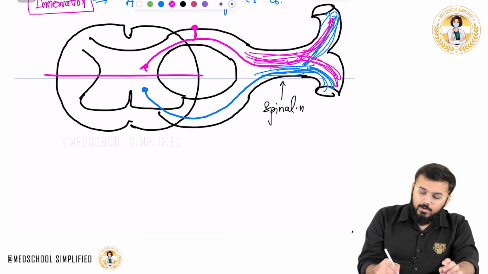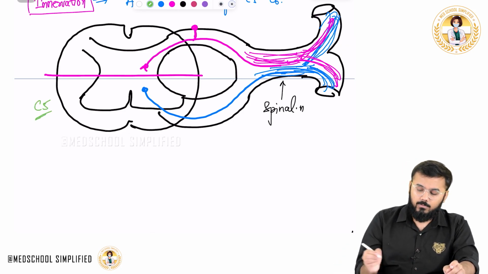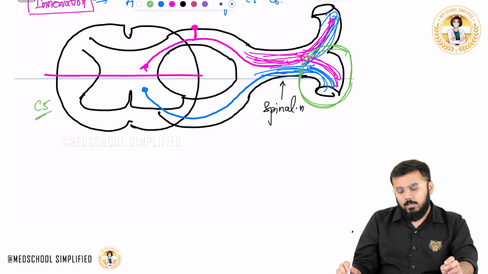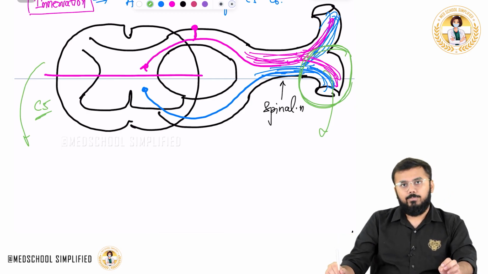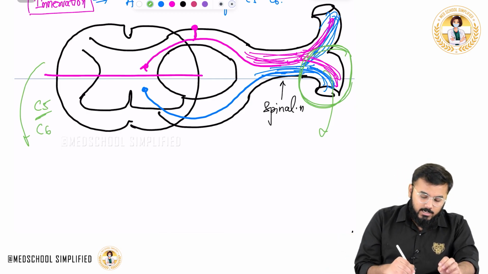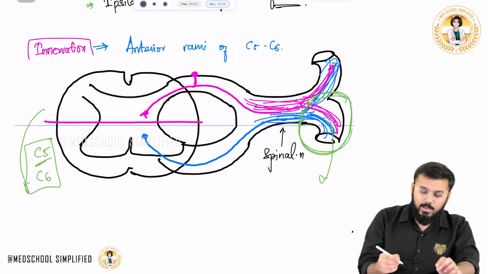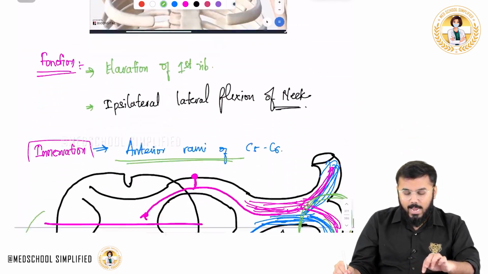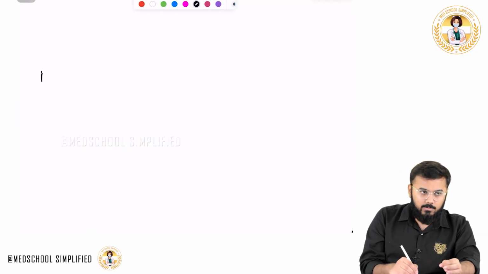So, what I am trying to tell you right now is that anterior rami of C5 and C6. Let us say this is a segment called C5. This is called anterior rami or ventral rami. So, this is anterior rami on the right side. Here also we will have anterior rami on the left side, right? So, anterior rami of C5, C6, C7. From the anterior rami of C5 to C6, we have an innervation, right? So, that is giving to which muscle? Anterior scalene muscle.